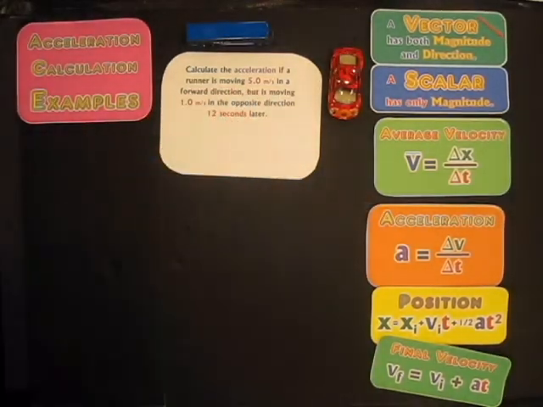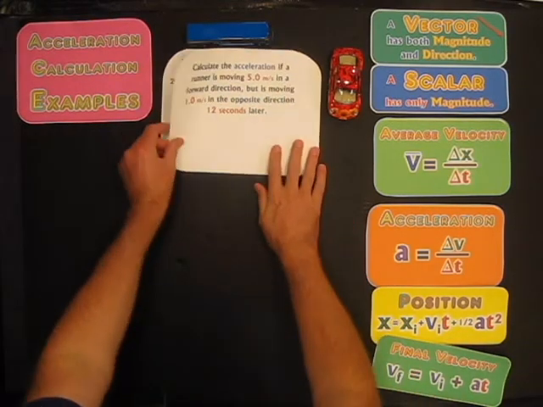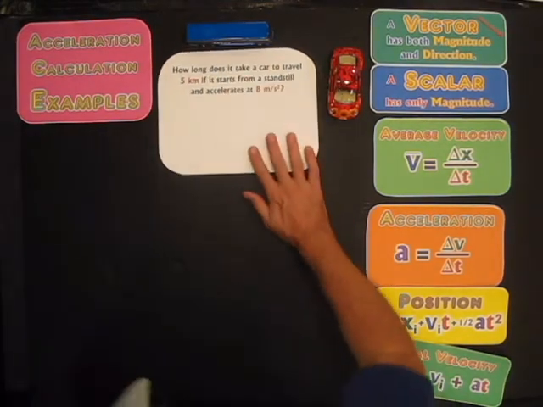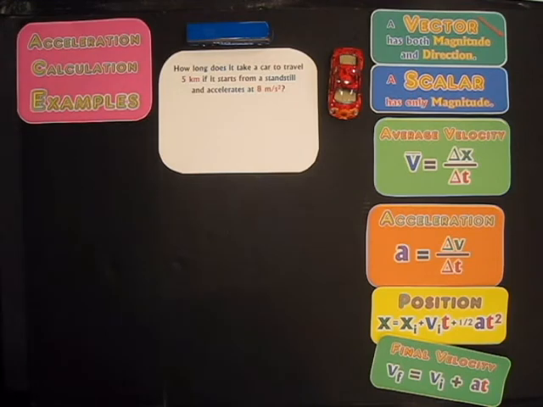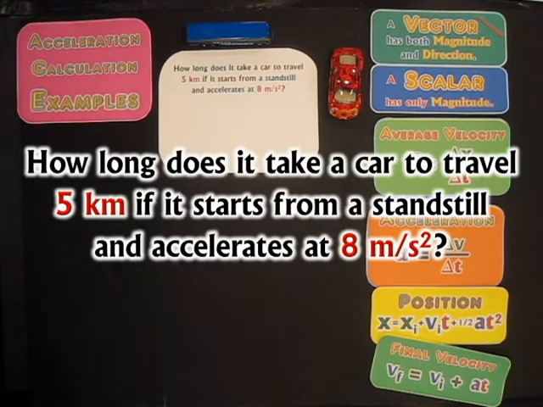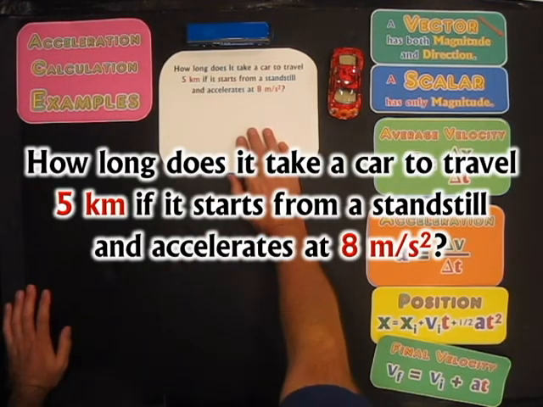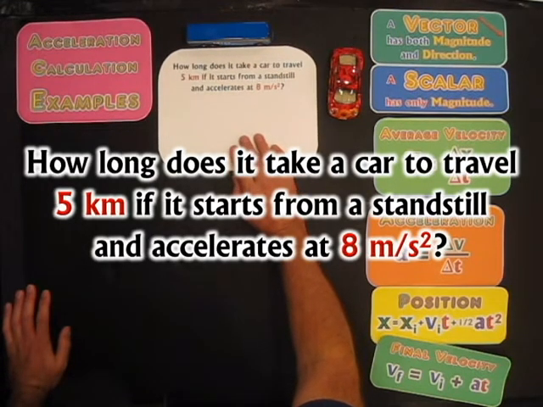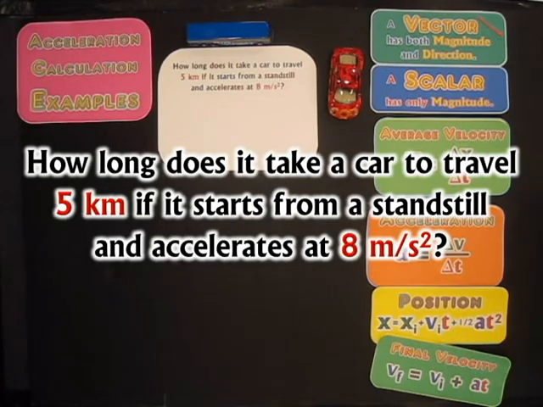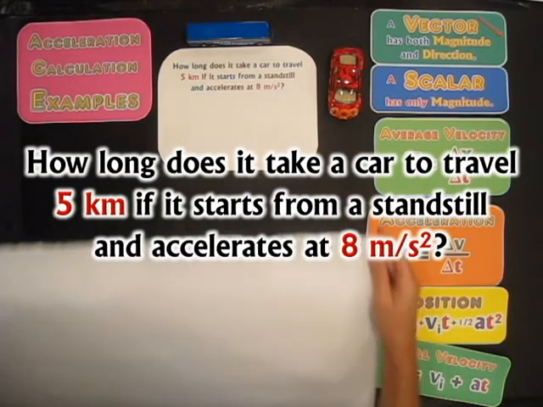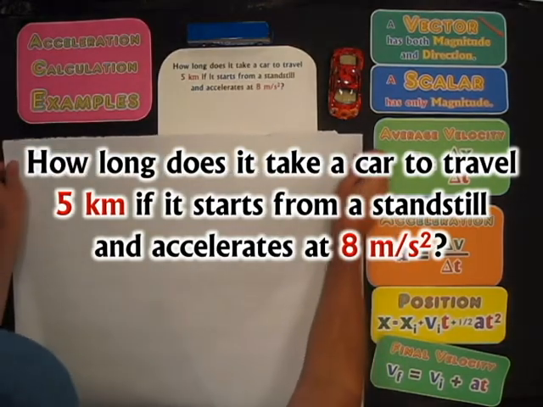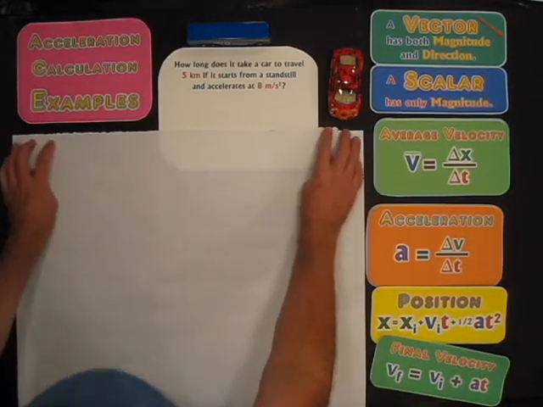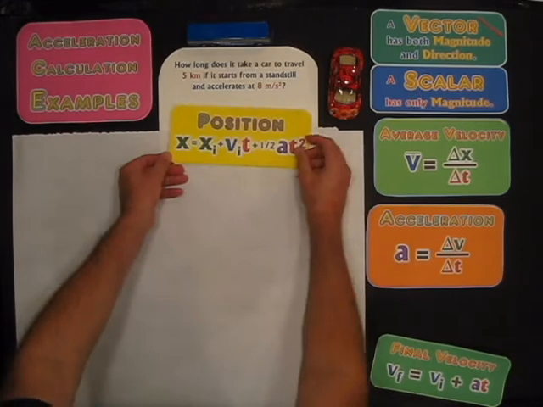Okay, so we did a velocity one. We did 2 acceleration ones. Let's see what the next one is. Oh, interesting. This is: how long does it take a car to travel 5 kilometers if it starts from a standstill and accelerates at 8 meters per second squared. That's an acceleration number. So this is an interesting one because it looks kind of tricky, and it could be really tricky because it involves this equation.